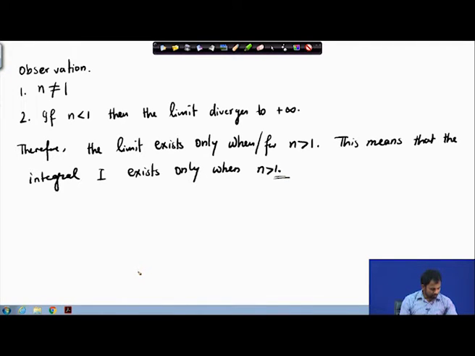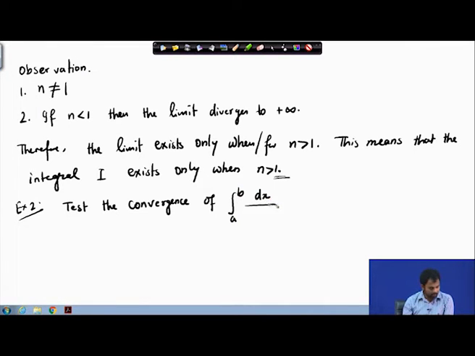And another example in this context could be, you may come across these types of examples in your study. So, test the convergence of the integral from a to b of dx by (x minus a) whole to the power n.